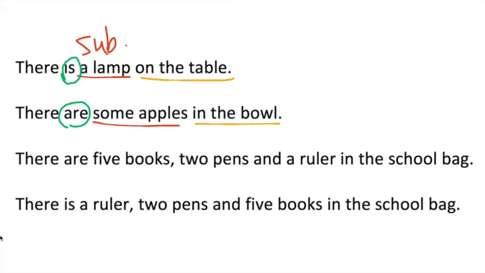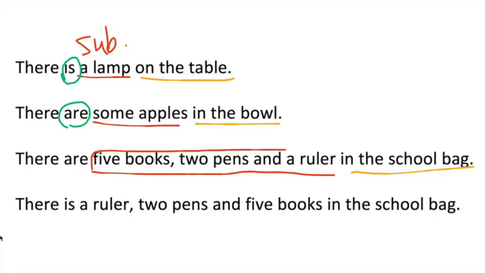But then if we look at the third sentence, you see the subject is a lot. 5 books, 2 pens, and a ruler. In the school bag indicates the place. So you see the subject is not one thing or one type of things, but a few types of things. So 5 books, 2 pens, a ruler. So it makes sense. We use are because there are just a lot of things.